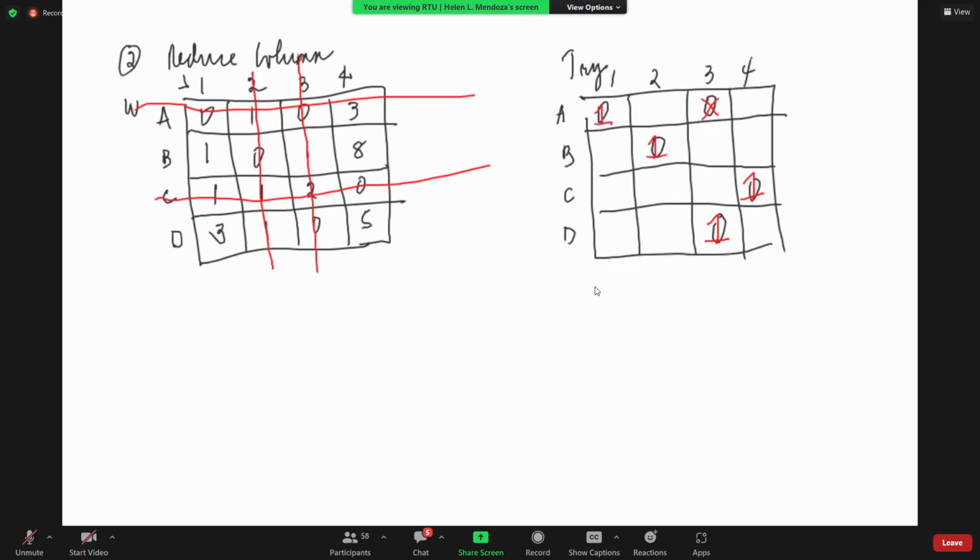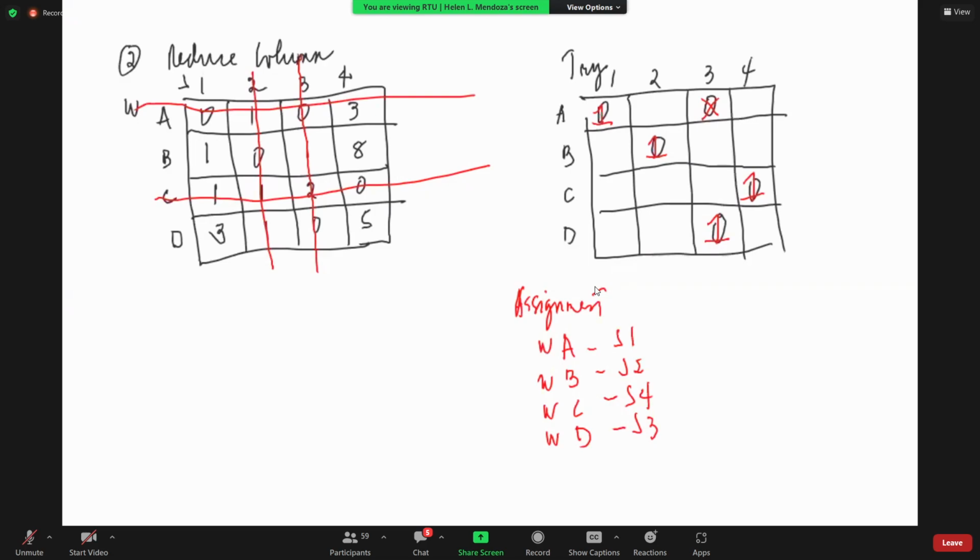So, nalagyan mo ba ng assignment si ABC? Yes. So, meron ka ng assignment. A to job 1. So, worker A to job 1. Worker B to job 2. Worker C to job 4. And worker D to job 3.